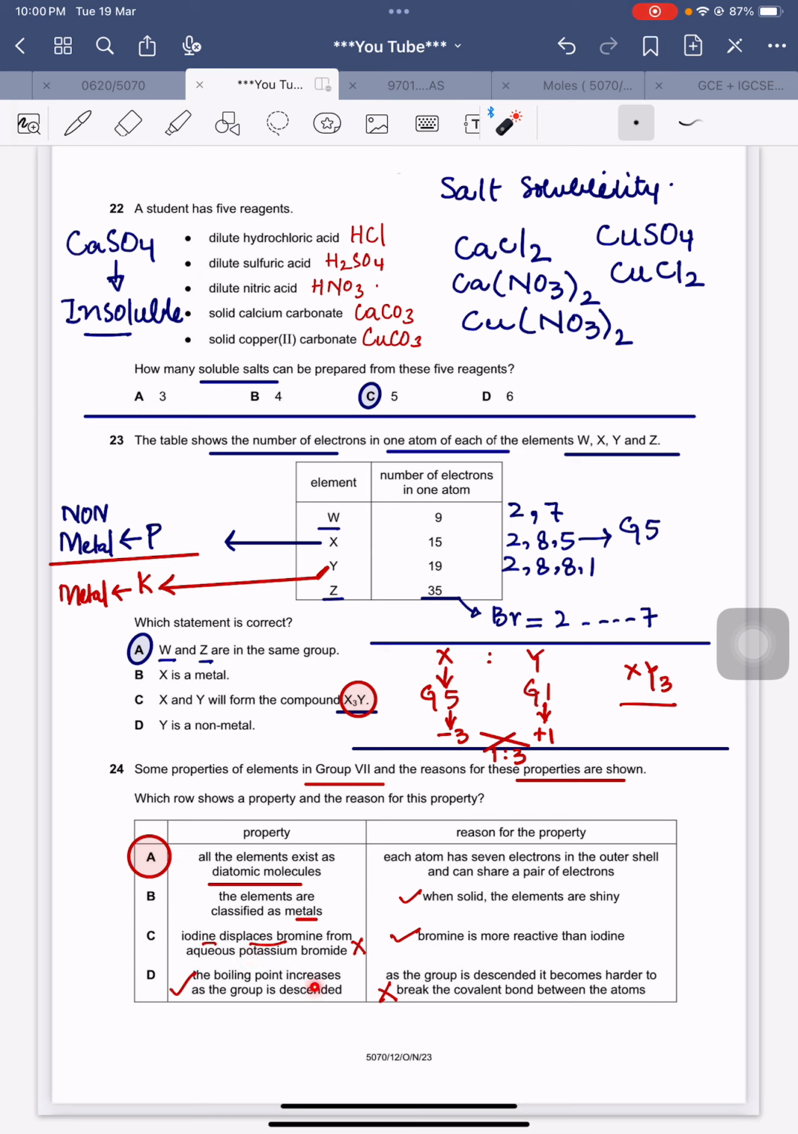What about D? The boiling point increases as the group is descended. Okay, as the group is descended, it becomes harder to break the covalent bond between the atoms.